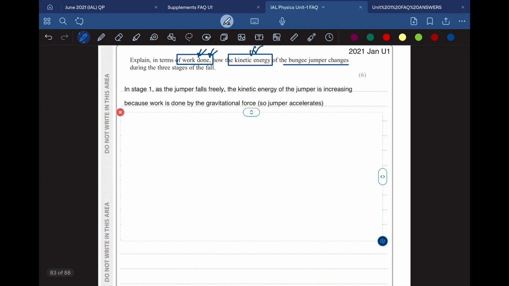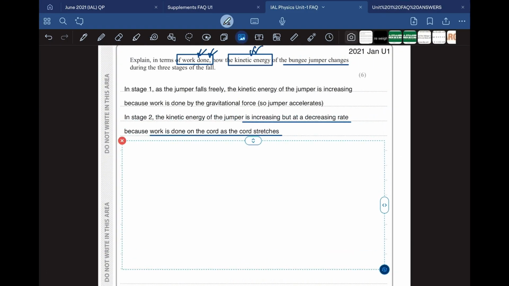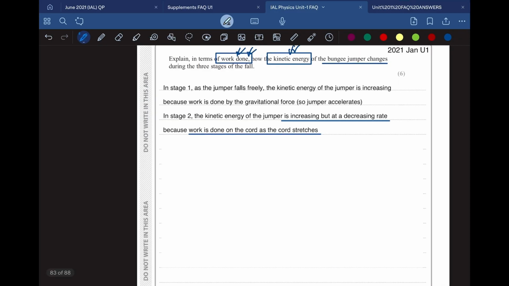So now we can explain it down that in stage 2 the kinetic energy of the jumper is increasing but at a decreasing rate. Why? Because the work is done on the cord as the cord stretches. Now let's move forward to stage 3.